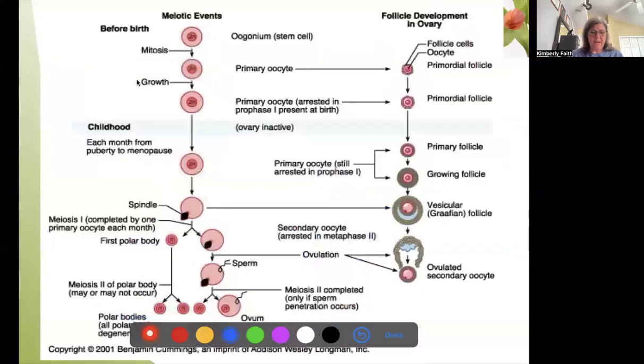Females only have one. And I talked about the female cycle here where, again, we have to undergo mitosis so we don't get rid of all of our stem cells. And then one of the cells moves forward, one stays behind. And then each month during puberty, we're going to get one of these eggs ready, and they are rested. It stopped in prophase one.